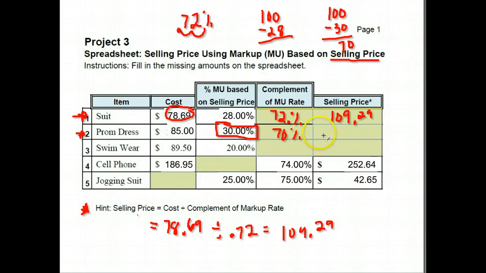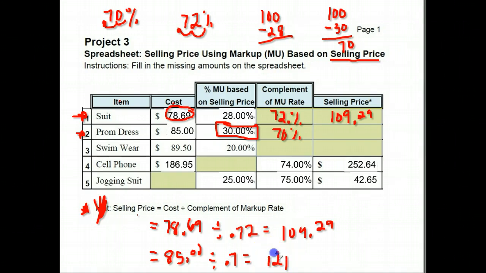Then we're supposed to find the selling price. Again, we use the formula we have right down here in their hint. You take the cost, which in this case was $85. Right here was our cost. And you divide it by the complement rate. Remember to move the decimal on that 2 places to the left. So for 70%, move the decimal 2 places to the left, and we get 0.7, which is $121.43. So our selling price would be $121.43.